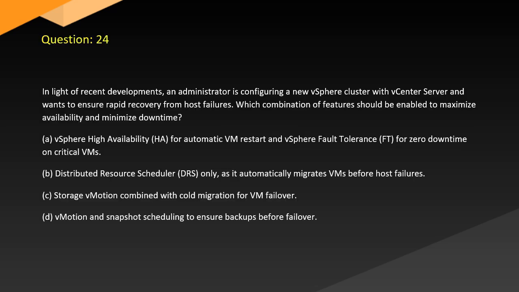Question 24. In light of recent developments, an administrator is configuring a new vSphere cluster with vCenter Server and wants to ensure rapid recovery from host failures. Which combination of features should be enabled to maximize availability and minimize downtime? A. vSphere High Availability (HA) for automatic VM restart, and vSphere Fault Tolerance (FT) for zero downtime on critical VMs.